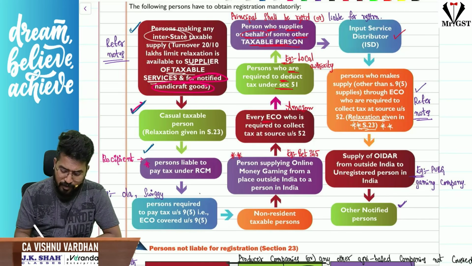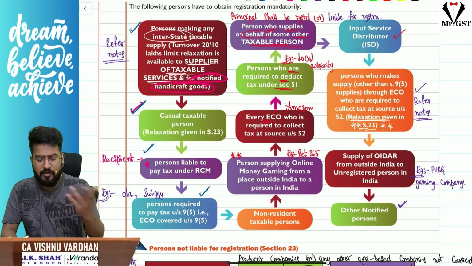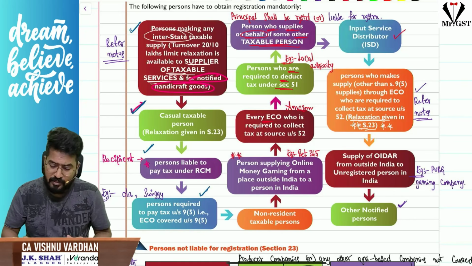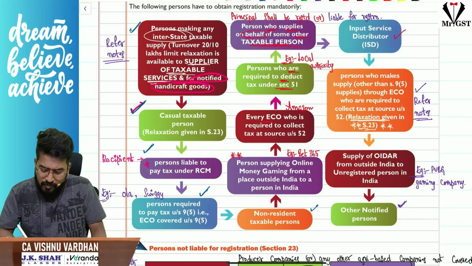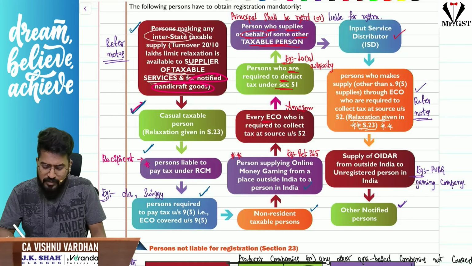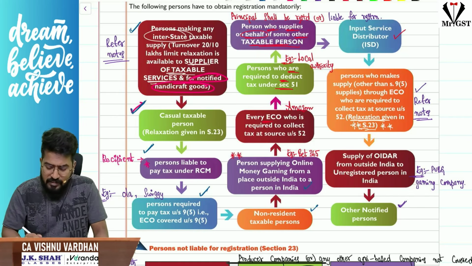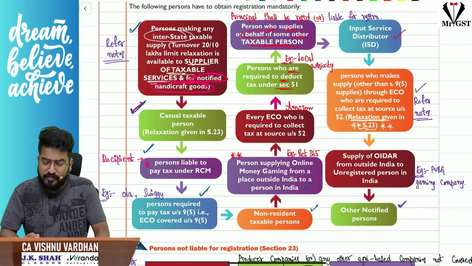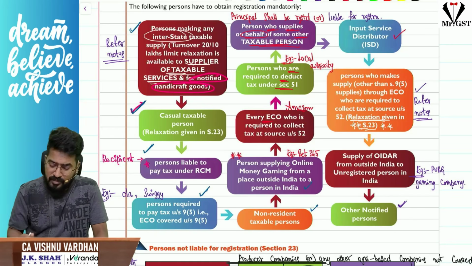Next, persons required to pay tax under section 9 subsection 5. E-commerce operator, Ola, Swiggy, all that. Next, the non-resident taxable person. Next, person supplying online money gaming from a place outside India to a person in India. Example, best example, Bet365 or PUBG, etc. Any other OIDR services where without information technology they cannot supply the service.